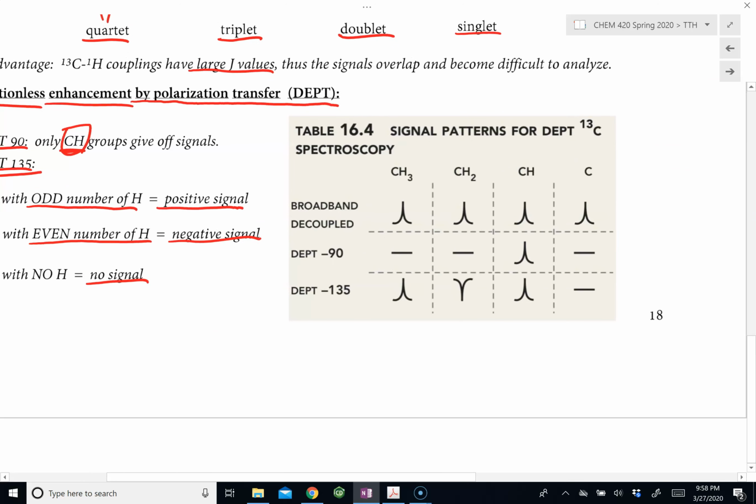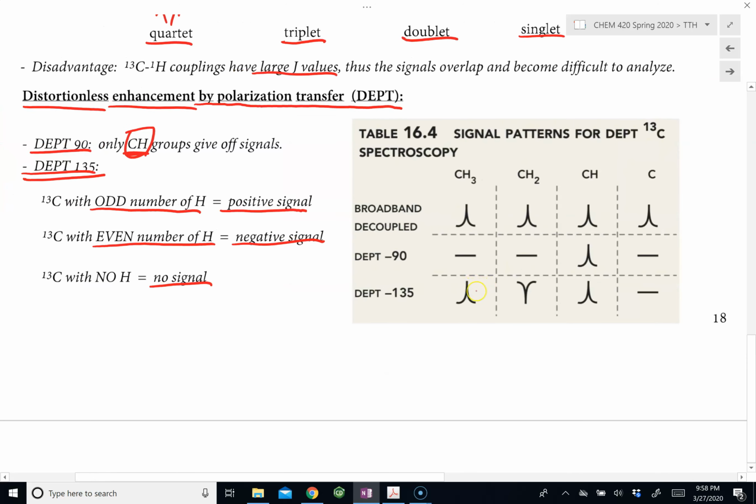When we apply DEPT 135, if we have an odd number of hydrogens, they would give us a positive signal. If we have an even number of hydrogens, a negative signal. And if there's no hydrogen, no signal over here.